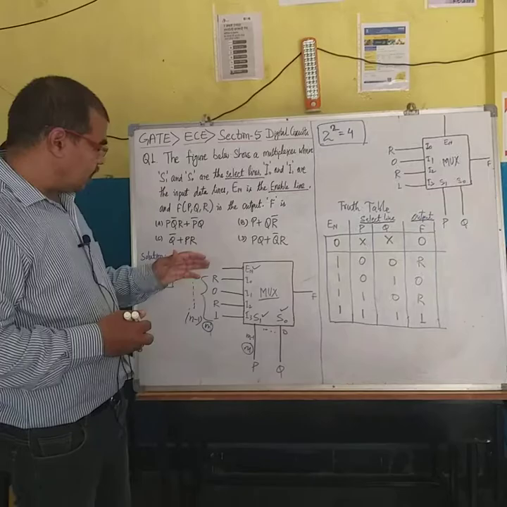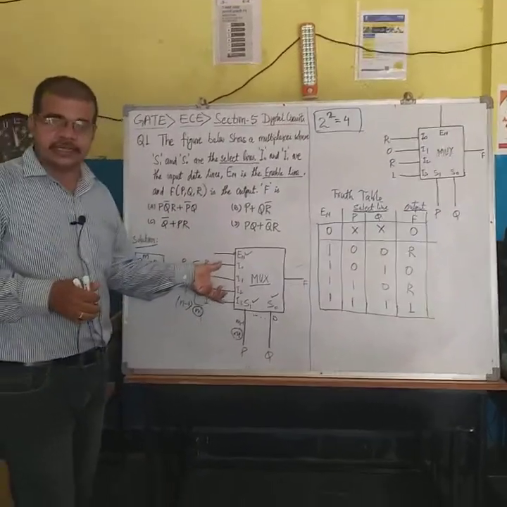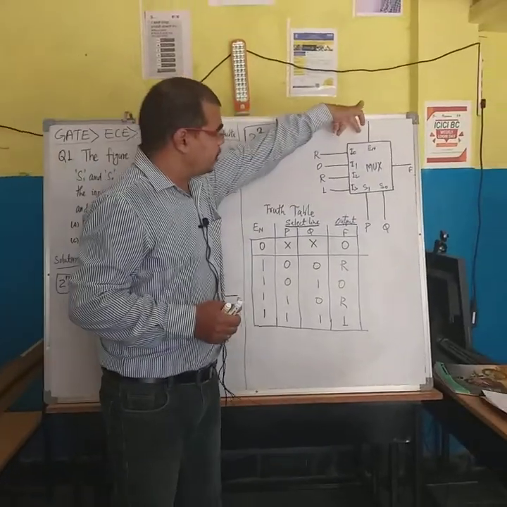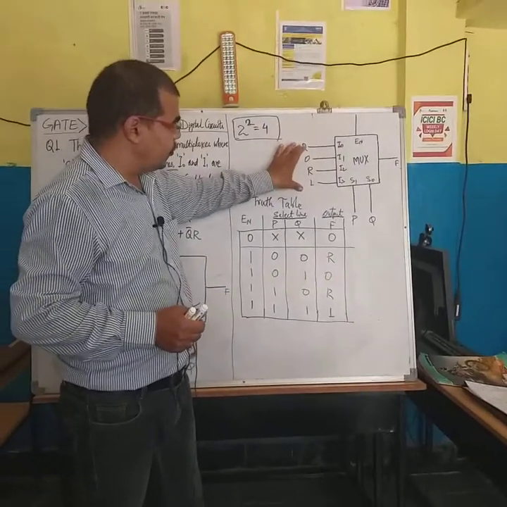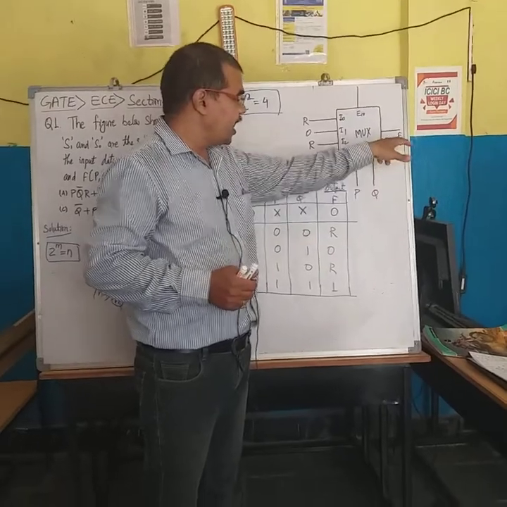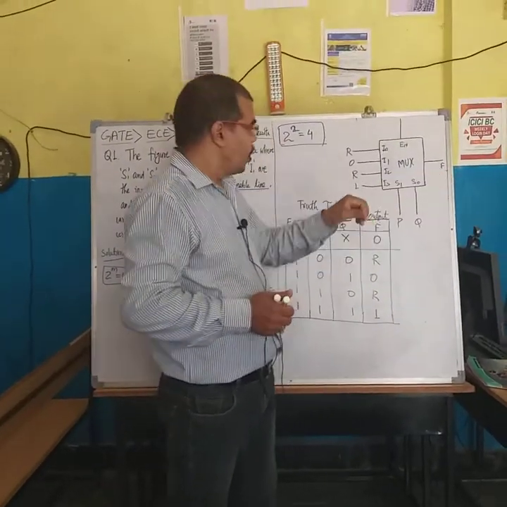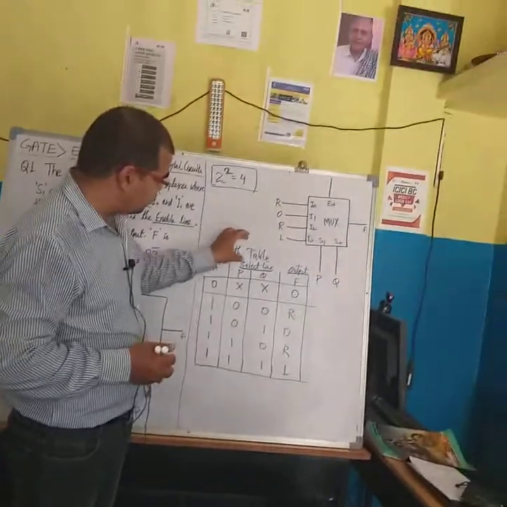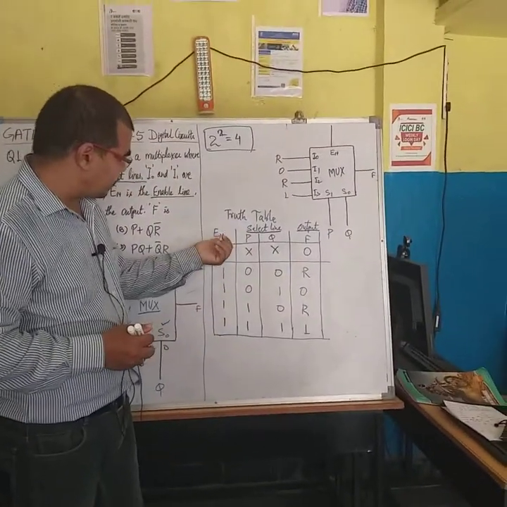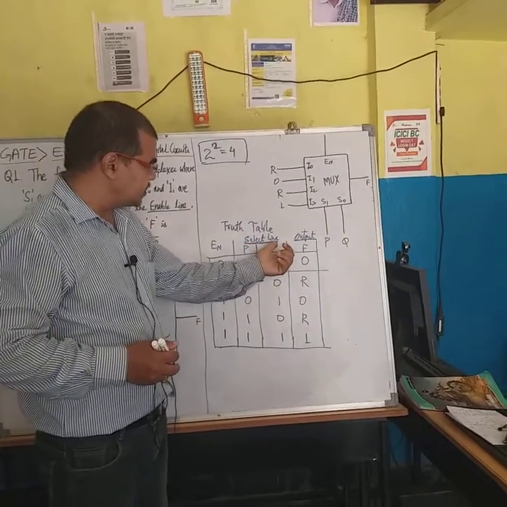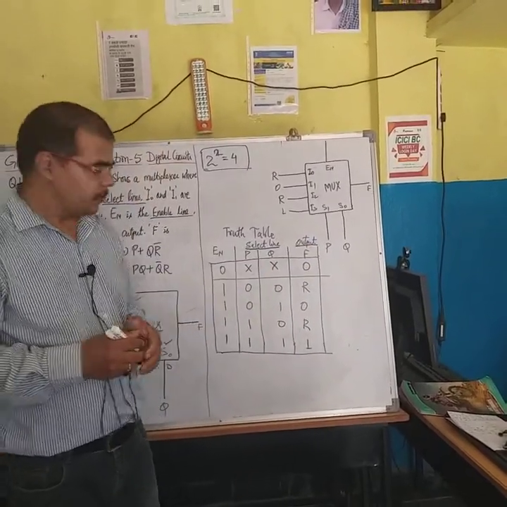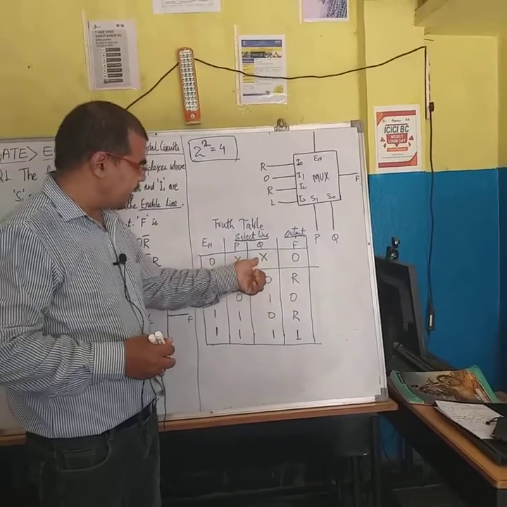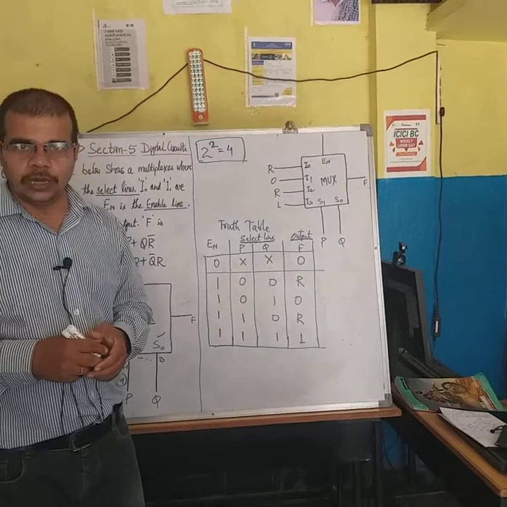So what we have done, we have modified this figure. We have made the enable on the top. Here we are having the input, here we are having the select line, and here we are having the output. What exactly is this enable line? In the truth table, you are having enable, the select line, and the output. When enable is 0, irrespective of the select line, your output will be 0 only.